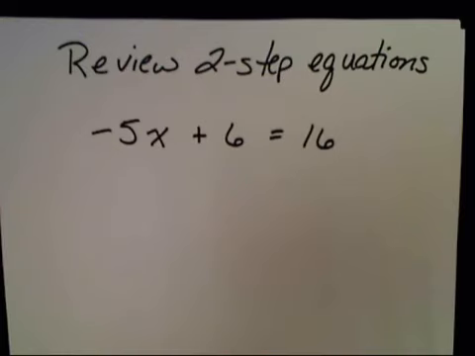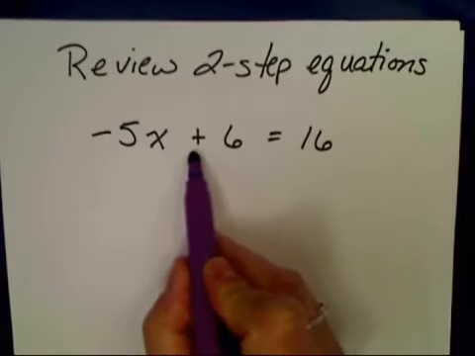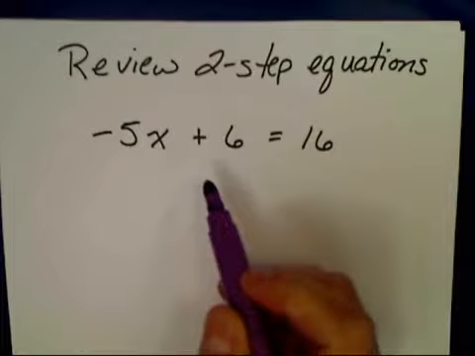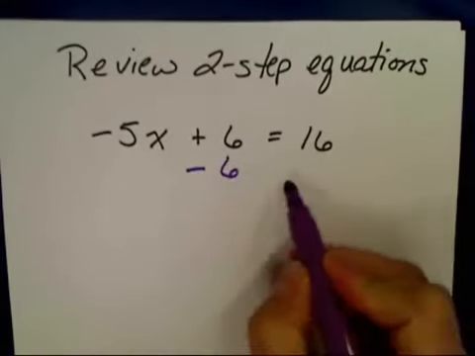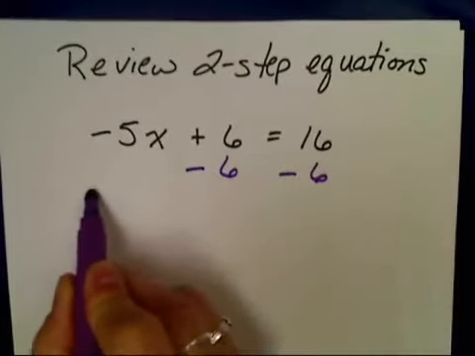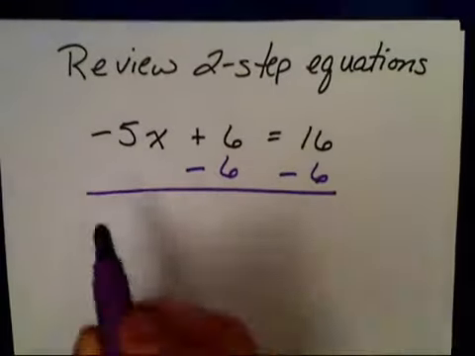Once again, our goal is to get the variable by itself. Now the first thing we do is we get the term that has the variable by itself. That's the negative 5x. It's okay that there's a number right next to the x at this point. We want to get all the other stuff away from it. Then we'll worry about dividing and conquering. So in this problem we are adding 6. To cancel out adding 6 we have to take away, or subtract, 6. Once again, whatever I do to one side of the equal sign, I have to do the same thing to the other side to keep it balanced.